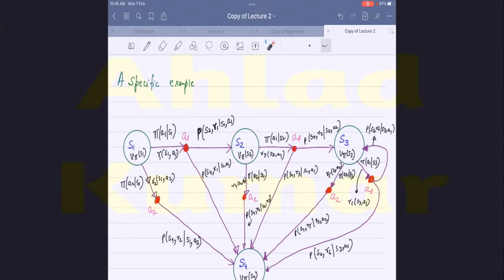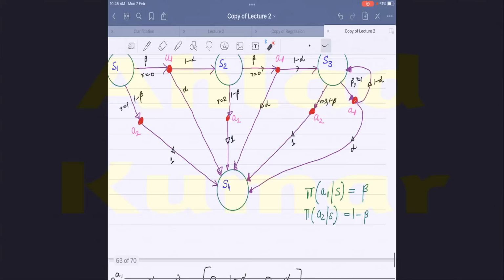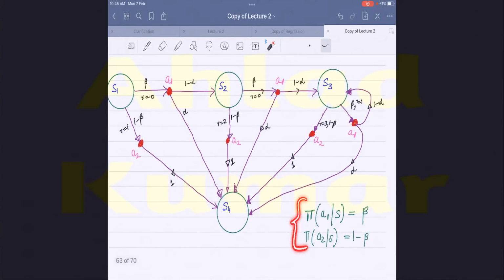What we are saying right now is that this is basically the policy that we are adopting. In the policy, in any state, if you take an action A1, then the probability of that is beta. And if you take an action A2 in any of the states, whether it's S1, S2, S3 or S4, that is not our concern, but the probability of taking an action A2 will be 1 minus beta. And you know that the sum of the probabilities turns out to be 1, so that's why it is beta, and this one is 1 minus beta for two different actions.